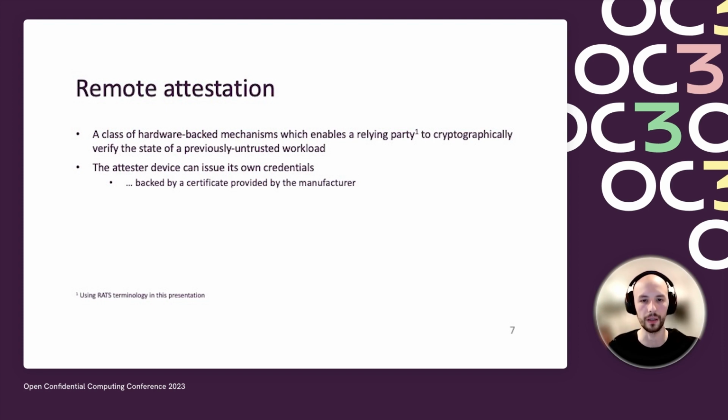And the attester device can do this using that pre-provisioned private identity key, which it can use to essentially generate new credentials for all the applications running on top of it. Essentially, the attester device becomes its own certificate authority, and it can back itself using a certificate provided by the manufacturer from the factory.